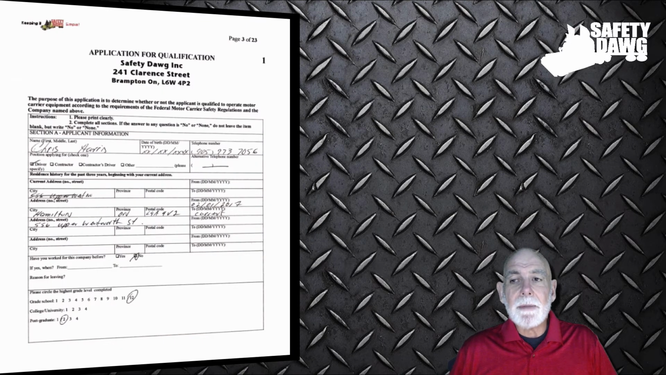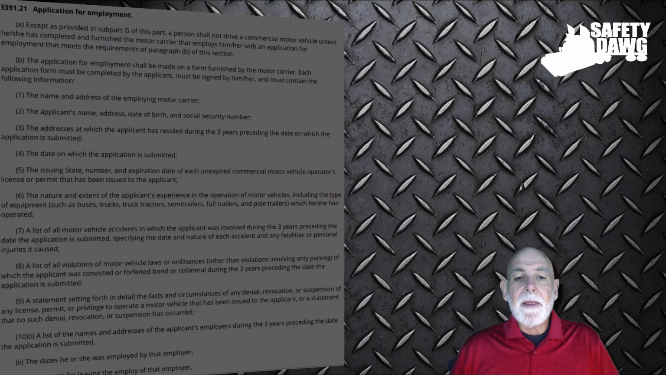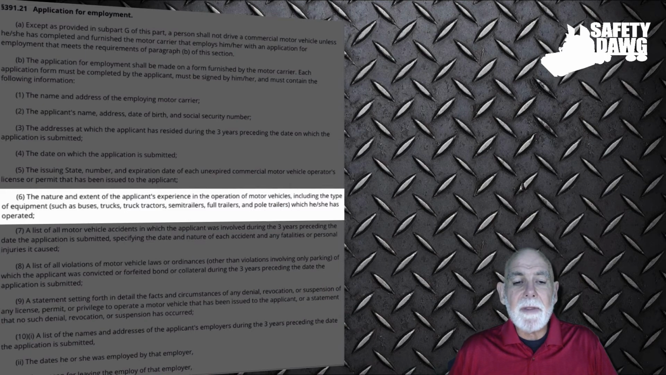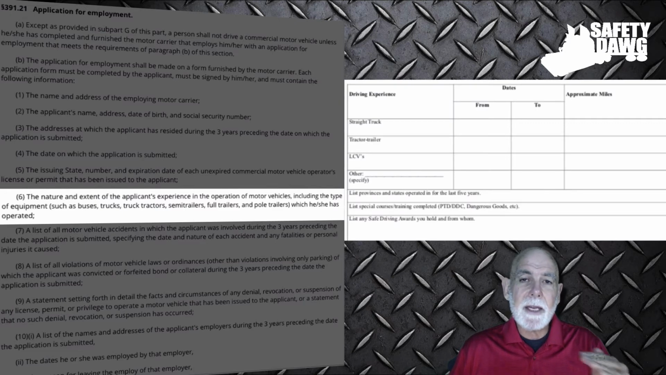So here's your typical application form, and this one is not completed well. Look at this. I'm completing this video in 2018, so we can see here that I have not completed the last 3 years, beginning with my most current address. So that's a critical mistake. Then if we carry on reading 391, the nature and the extent of the applicant's experience. There is a spot on the application form. Make sure they complete it that states their experience, whether it's buses, trucks, tractor trailers, semi-trailers, full trailers, pole trailers, that the applicant has operated.